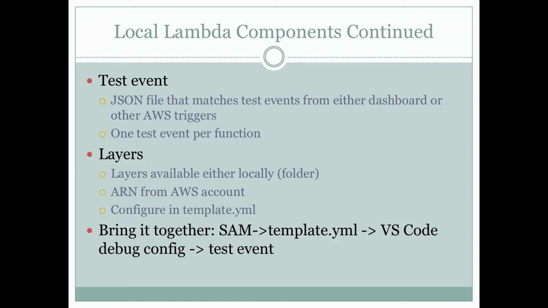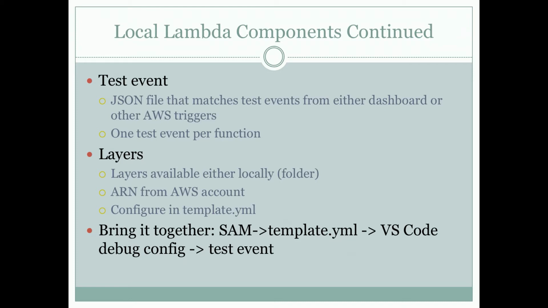Layers are also available too. In that template.yaml file that I showed, you would use the ARN, the resource ID of the layer, and it will actually download the layer from AWS and inject it into your code locally. So in that sense, you don't even have to have NPM modules installed locally if you wanted to just run this directly through SAM.